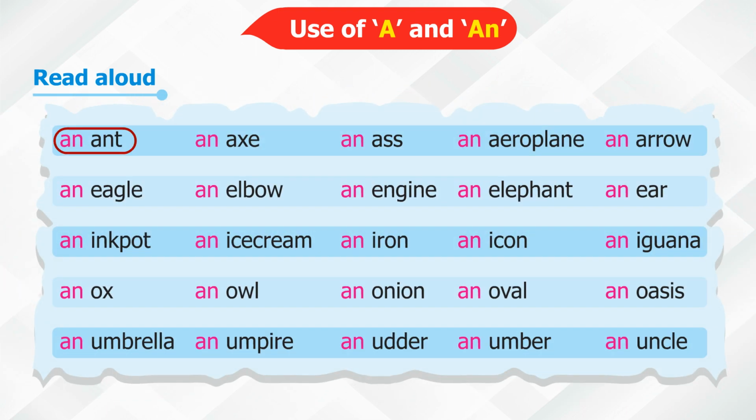Read aloud. An ant, an axe, an ass, an aeroplane, an arrow, an eagle, an elbow, an engine, an elephant, an ear, an inkpot, an ice cream, an iron, an icon, an iguana, an ox, an owl, an onion, an oval, an oasis, an umbrella, an umpire, an udder, an umber, an uncle.